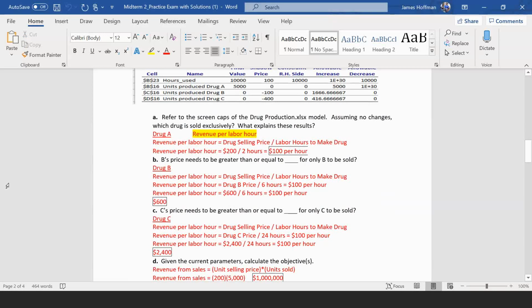Okay, so $100 per hour is currently the leader in revenue per labor hour. And so we've got to figure out what the selling price of the other drugs have to rise to be comparable or better than drug A.